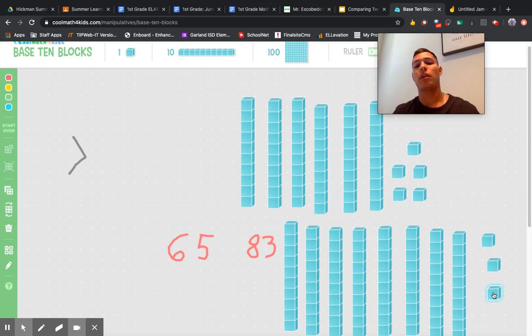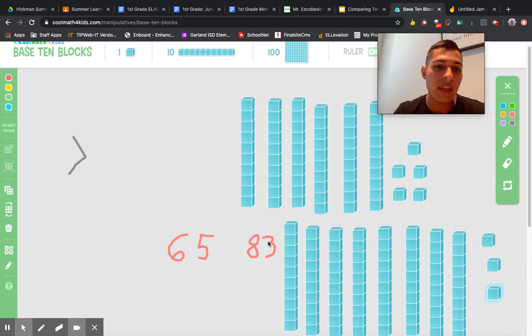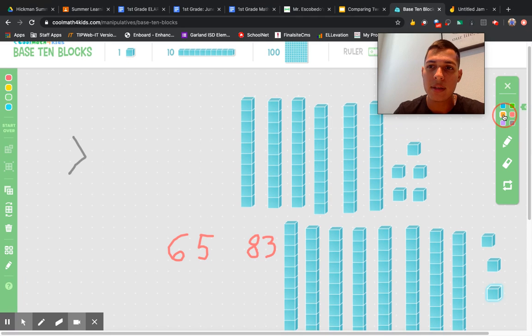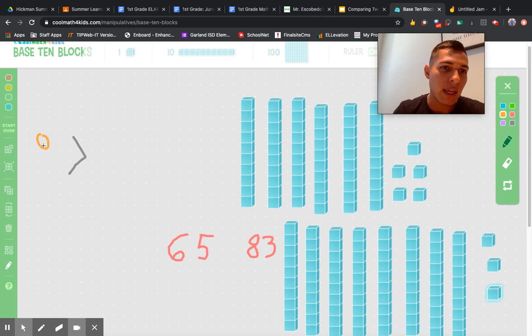Okay. So now that we have these broken up with our base 10 blocks, which one's bigger, right? Which has more numbers? Blank is greater than blank. Which one is bigger? 83, right? Our bottom one. 83 is bigger. So we know 83 has to be greater than 65. So we got 83 is greater than 65 because 83 is bigger than 65.